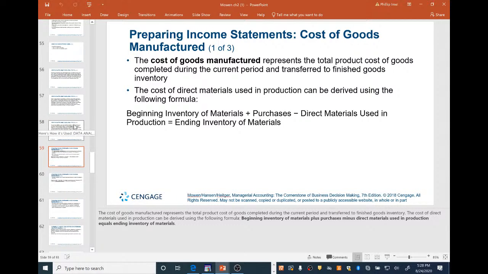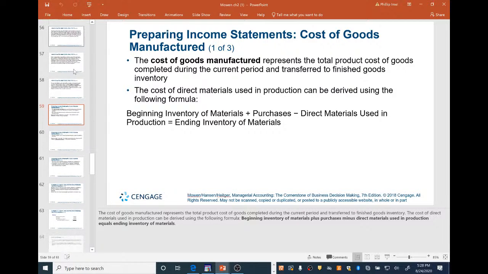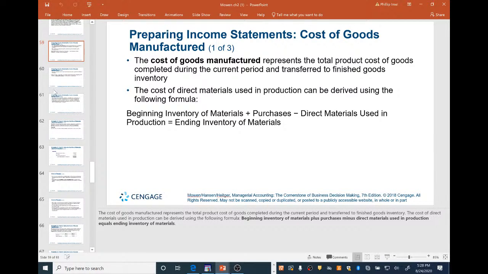Okay, now let's talk about preparing income statements, the cost of goods manufactured. The cost of goods manufactured represents the total product cost of goods completed during the current period and transferred to finished goods inventory. The cost of direct materials used in production can be derived using the following formula. Once again, this bottom formula here: beginning inventory of materials plus the purchases minus the direct materials used in production will give us the ending inventory of materials, okay?